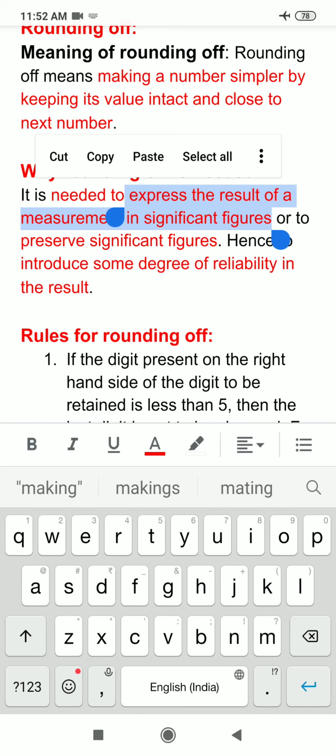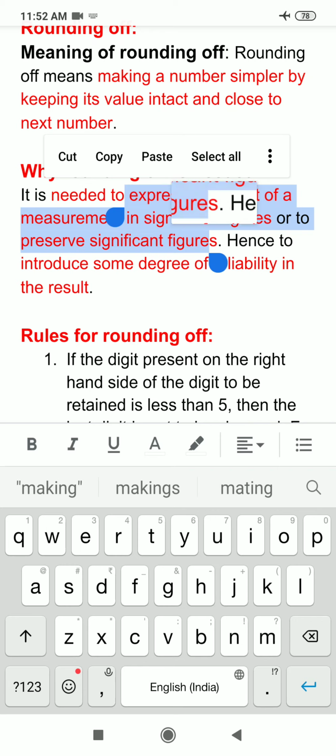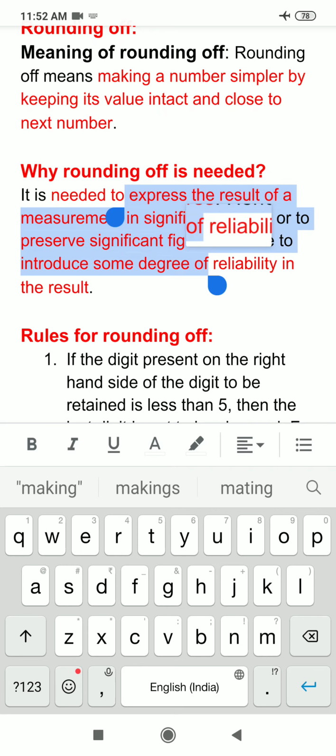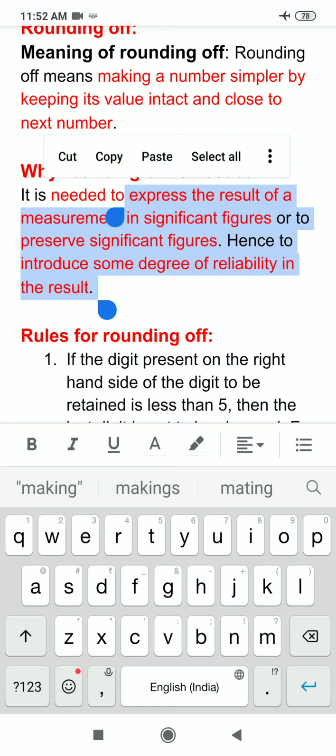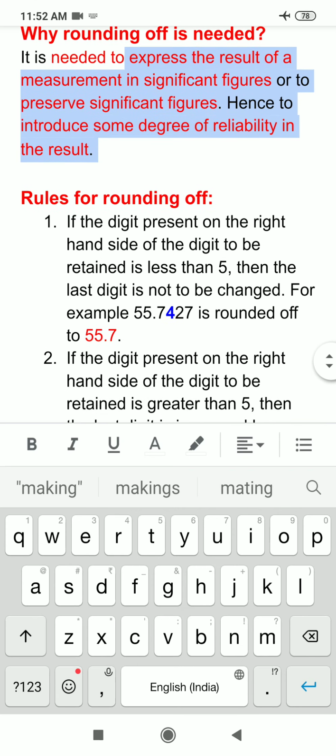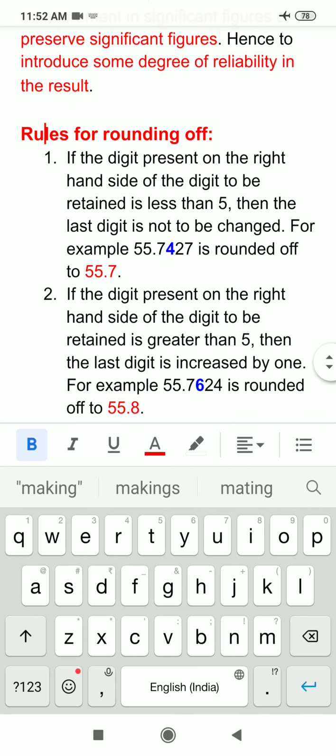So the need of rounding off is to express the result of a measurement in significant figures, or we do rounding off to preserve significant figures. And to conclude, we do rounding off to introduce some degree of reliability in the result. So there are certain rules for rounding off. We shall discuss them one by one.